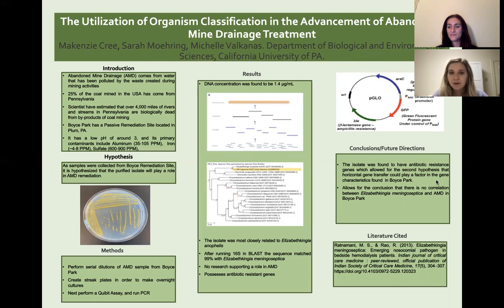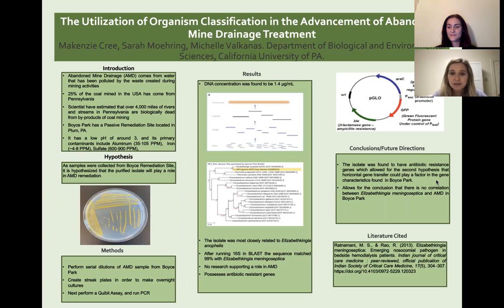For the results of our experiment, we found that our DNA concentration was 1.4 micrograms per milliliter. In this experiment, we used de novo sequencing, in which there was no reference sequence. So we started at the bottom of this first diagram, and we started with about 6.4 million reads. And then we were able to identify the contigs, which are the repeated sequences, and we were able to assemble these contigs into a single genome that could be studied.